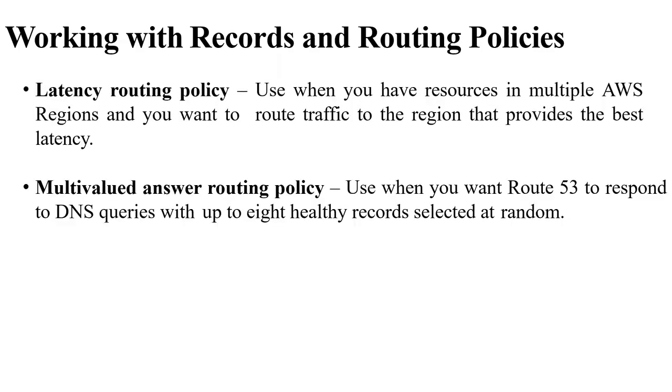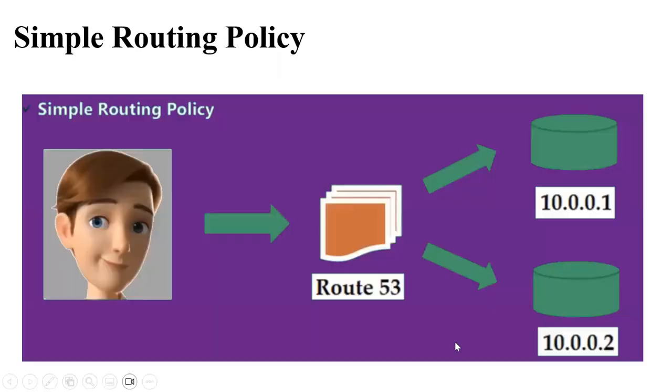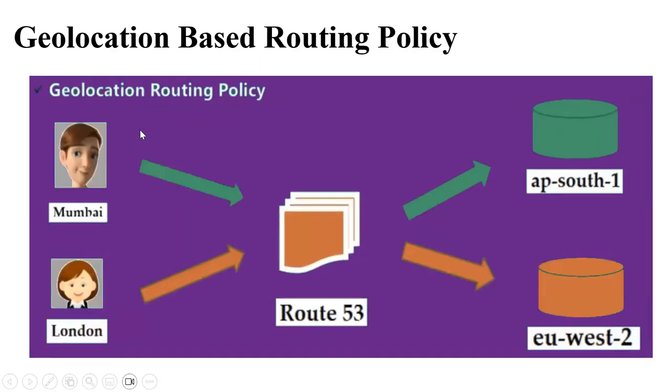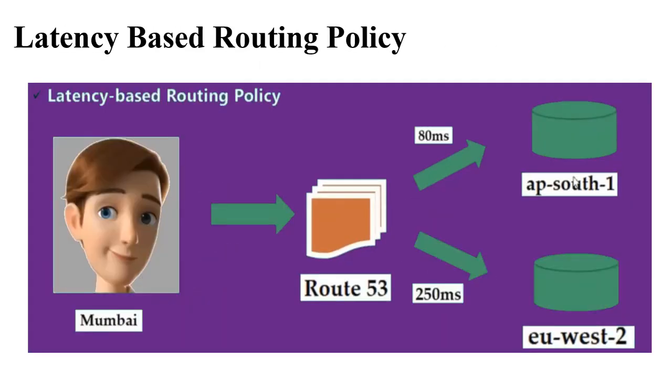Let me show that. So the simple routing policy is, whenever a user is accessing Route 53, either this server or this server, whatever is available, it is going to route to that. This is a simple one. But as we're talking about failover, I didn't mention this diagram. Okay, the second one is geolocation.